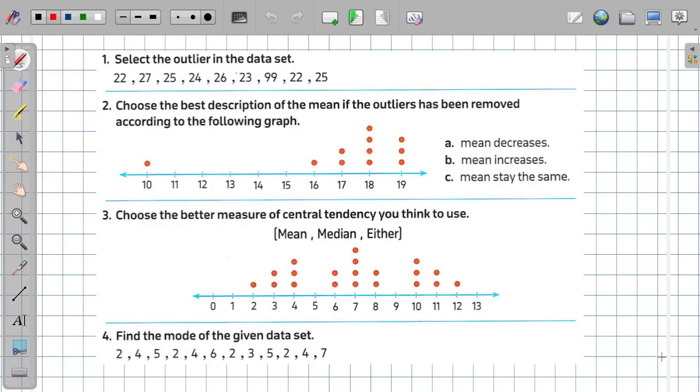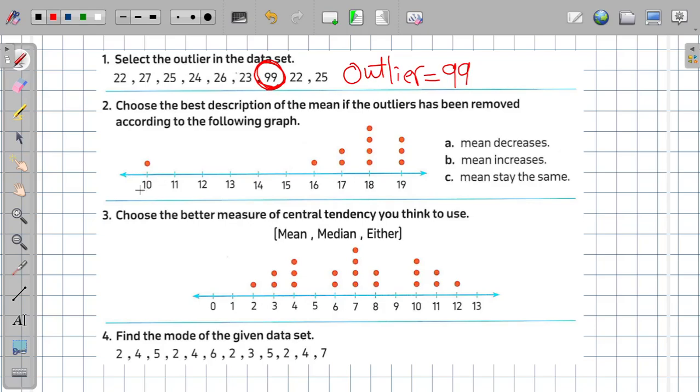Now I want to answer these questions to review the whole lesson in one page. The first question: I want to select the outlier in this data set. I have 22, 27, 25, 24, 26, 23, 99, 22, 25. I think it will be 99. So the outlier will be 99.